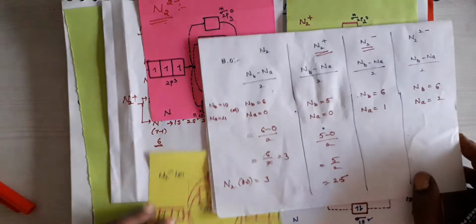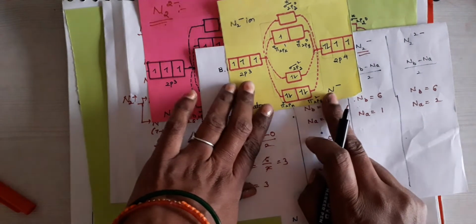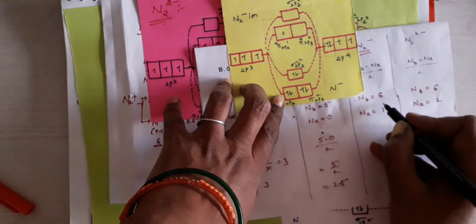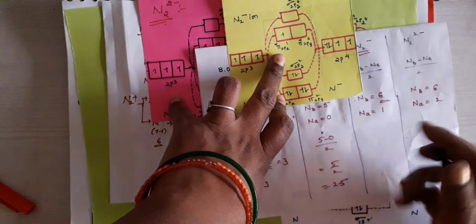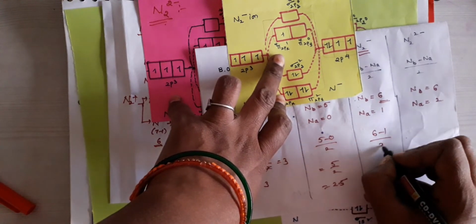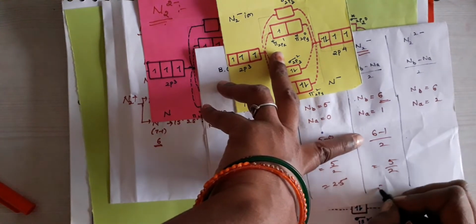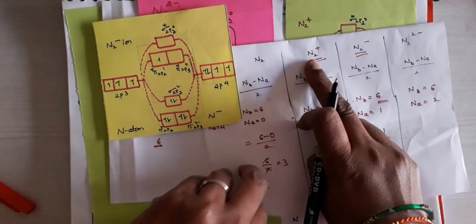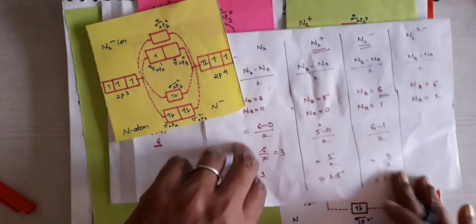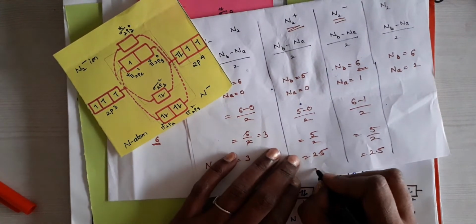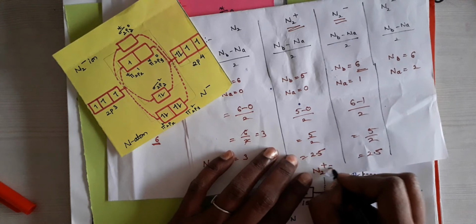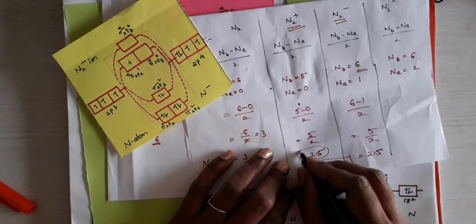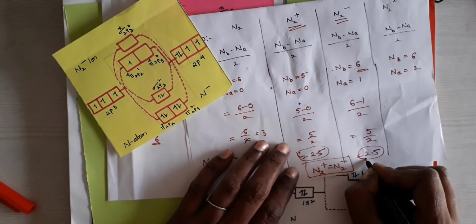Next, the N2 minus ion. See here, 6 electrons on the bonding side and 1 electron on the anti-bonding side. So 6 minus 1 by 2, that is 5 by 2, nothing but 2.5 bond order. For N2 plus and N2 minus, due to that reason, in bond order we always write N2 plus equal to N2 minus. This is the reason. Why? Because both have 2.5 bond order.